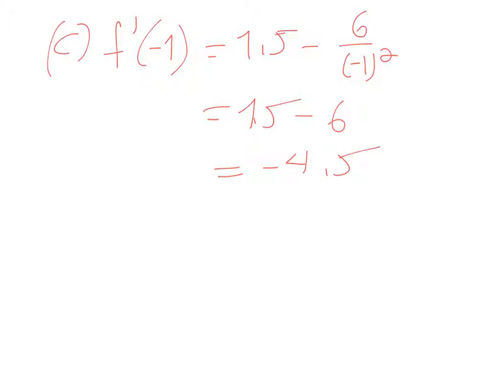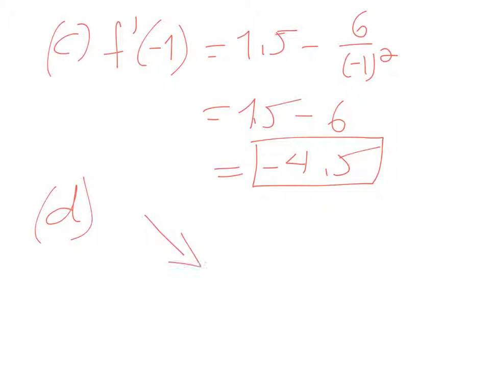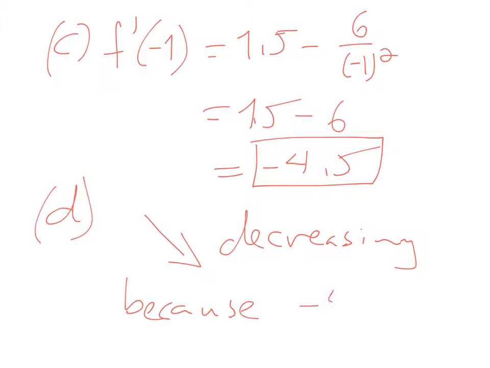Part D is going to ask us, what does that gradient mean? Does it mean that the function is increasing or decreasing? This is a negative rate of change. So that means that the function is decreasing because the gradient is negative. I don't know how you want to say that, as you wish. You can use words or write an inequality or say the derivative is less than 0. All those answers are acceptable for the examiner.